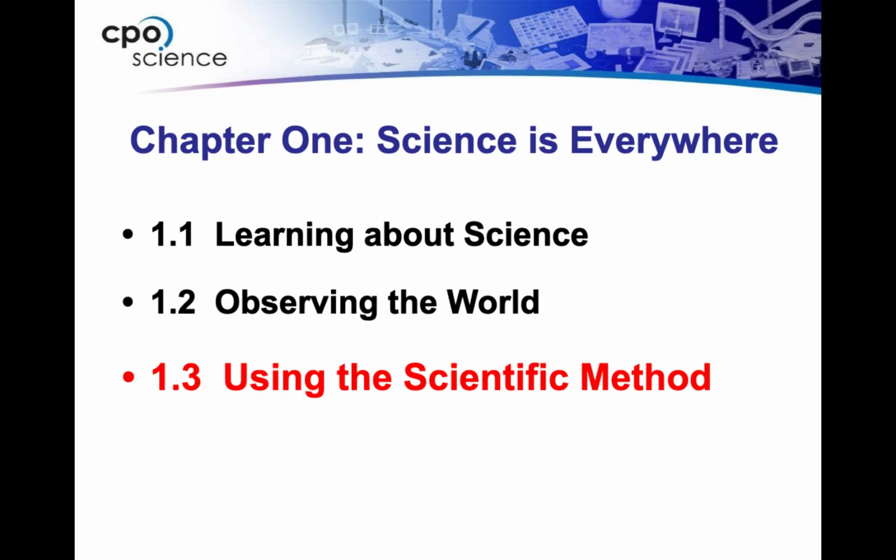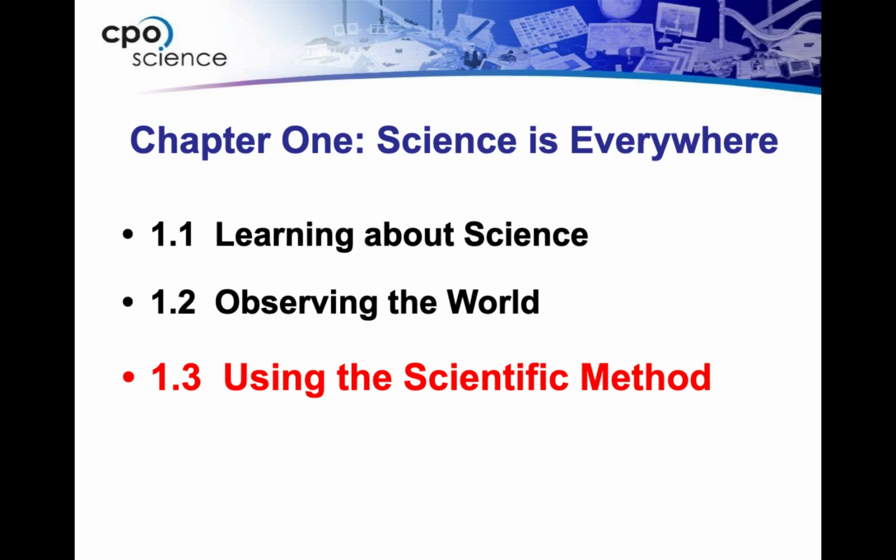Okay, guys, finishing up chapter 1, Science is Everywhere. Today we are going to do chapter 1, section 3, using the scientific method. So we've talked about what science is. Remember, science is a process that we use to answer questions. And then we talked about how we make observations. Really important to use all of our senses when we make observations.